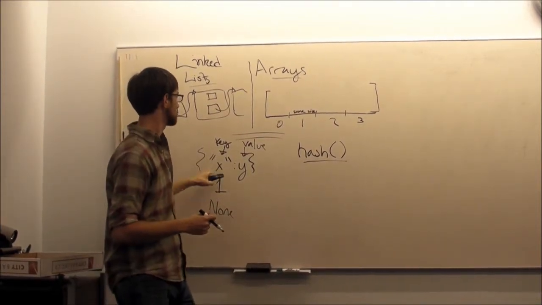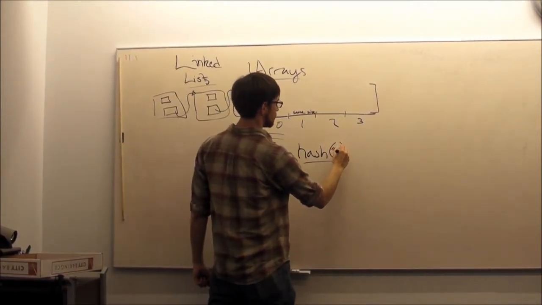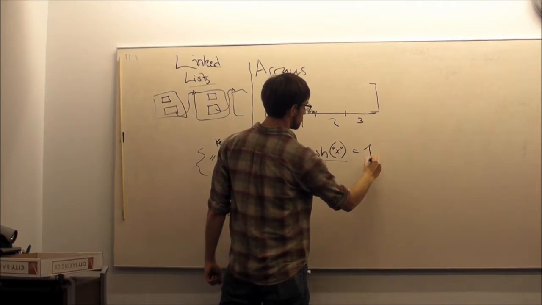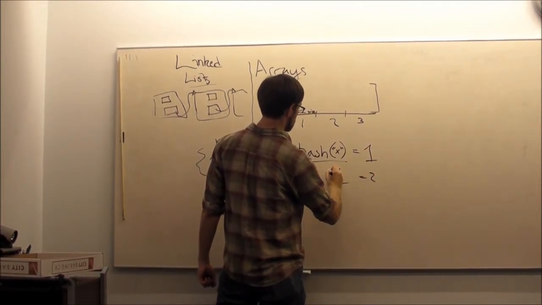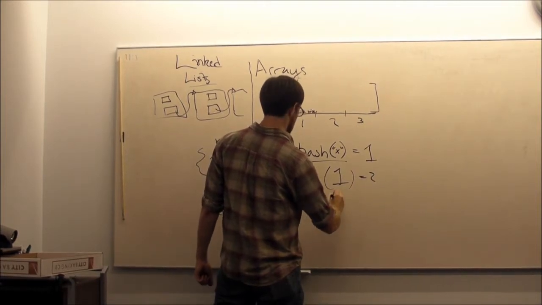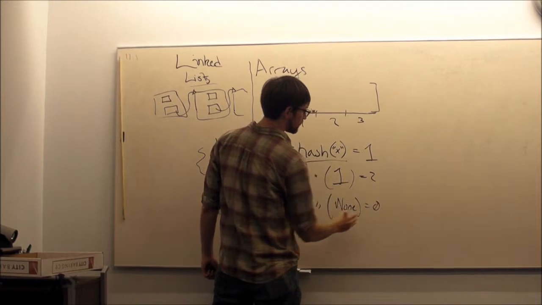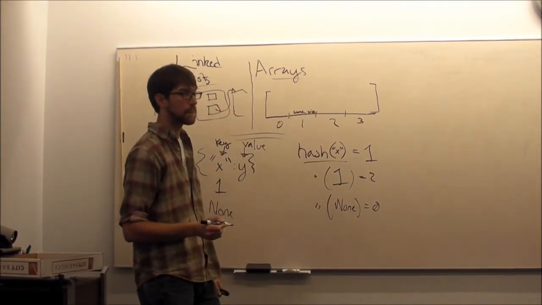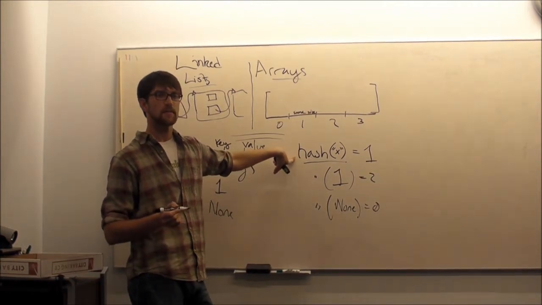Let's give some examples. Key x, hash x equals 1, hash of 1, hash of none, 0. And where does the hash notation come from? Is that within Python or? This is within many, many, many programming languages.